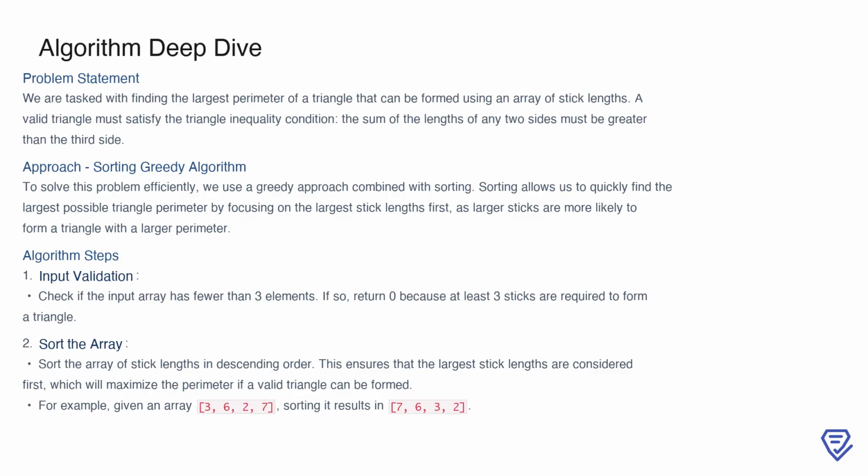The algorithm begins with input validation. If the array has fewer than 3 elements, it's impossible to form a triangle, and we simply return 0. Next, we sort the array in descending order so the largest stick lengths appear first. For example, an input of 3, 6, 2, 7 gets sorted into 7, 6, 3, 2, making it easier to check for valid triangles in the optimal order.